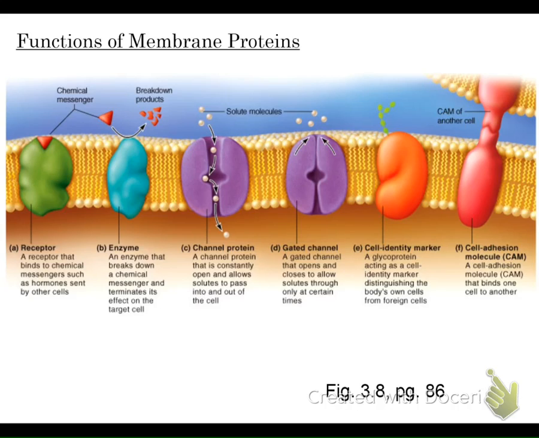What's a receptor? A receptor is a structure, more than likely a protein, that is going to receive some type of chemical messenger. When that chemical messenger attaches to that special spot on that protein, the active site, it is going to change the behavior of the cell. We also have enzymes that can be embedded within the plasma membrane as well.